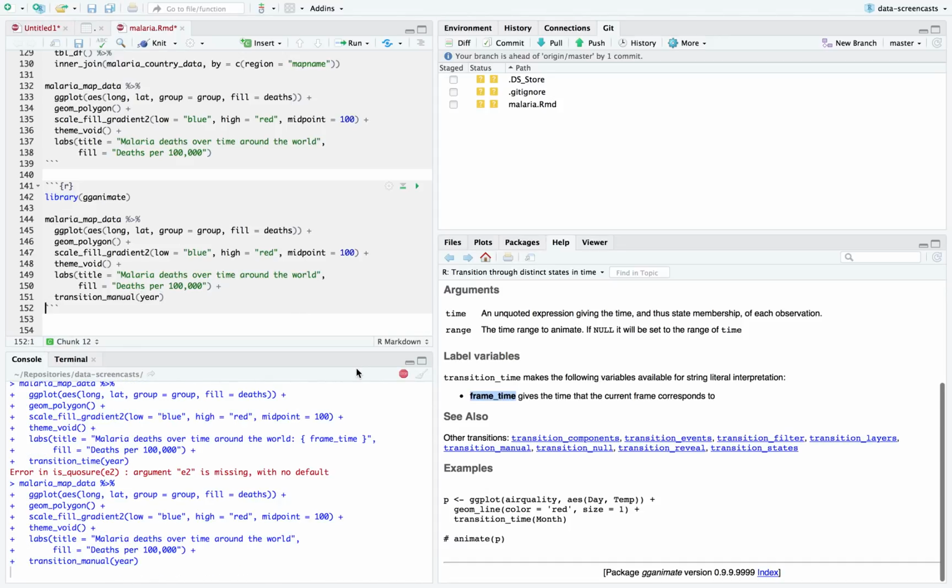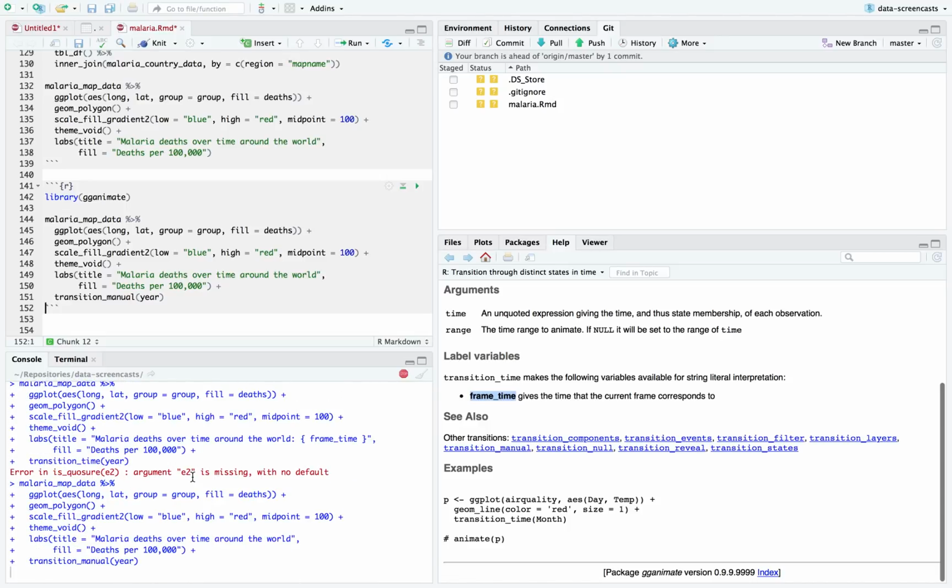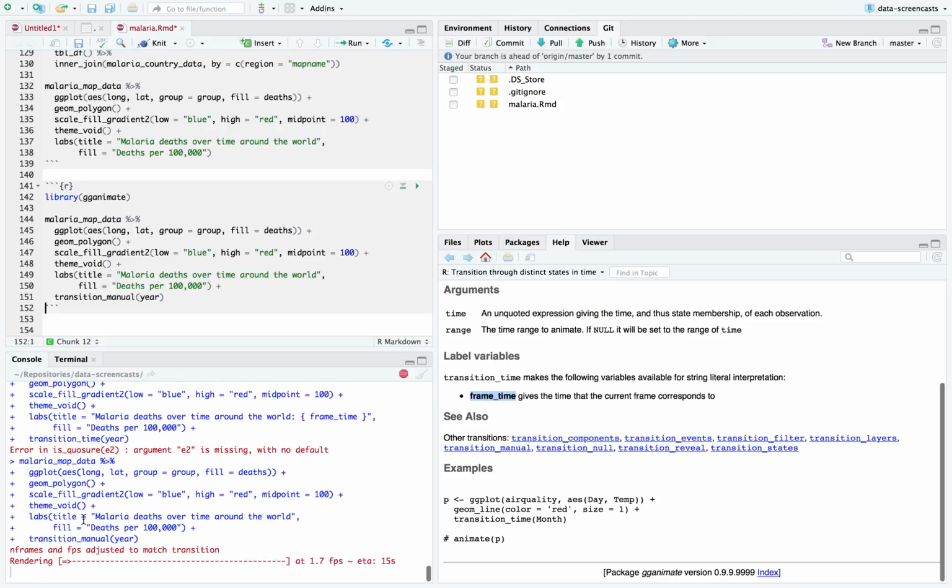One challenge here is I still haven't figured out how to show in the title the changing year. But I do think it's going to make a pretty solid graph. Still taking a little longer than I expected. Transition manual by year. Okay. There it goes. Fifteen more seconds and we'll have a cool animation. Still can't use the chord map. I'm disappointed about that. But let's see.